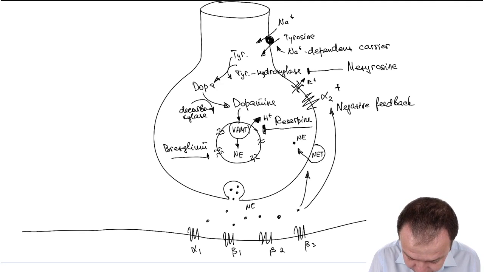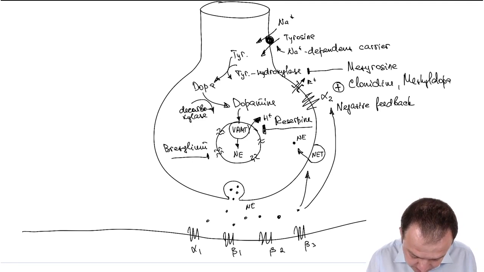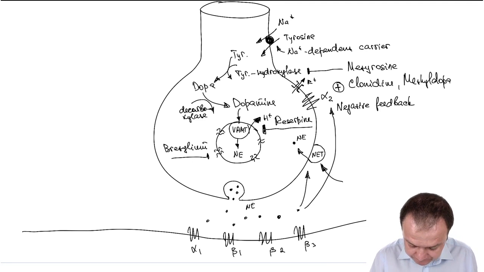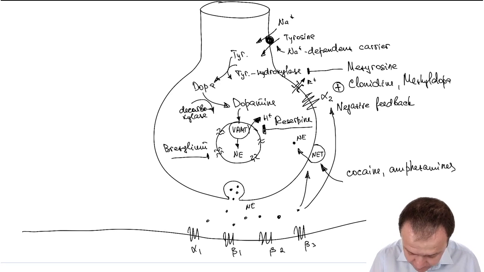What else? What kind of medications do we have? Alpha-2 adrenergic agonists. Most likely you heard about them as clonidine and methyldopa. And medications that act on the norepinephrine reuptake transporter are cocaine, amphetamines, and tricyclic antidepressants.